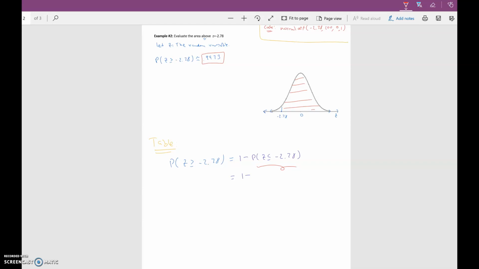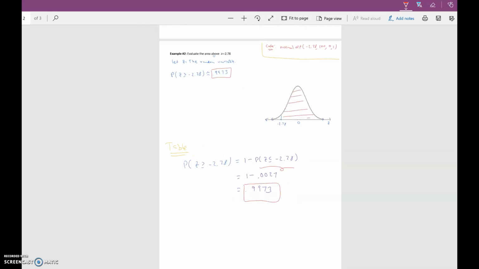So this is 0.0027. And evaluating that in the calculator, it's going to give us 0.99, and I am getting the 73. Which matches with the actual calculator code.